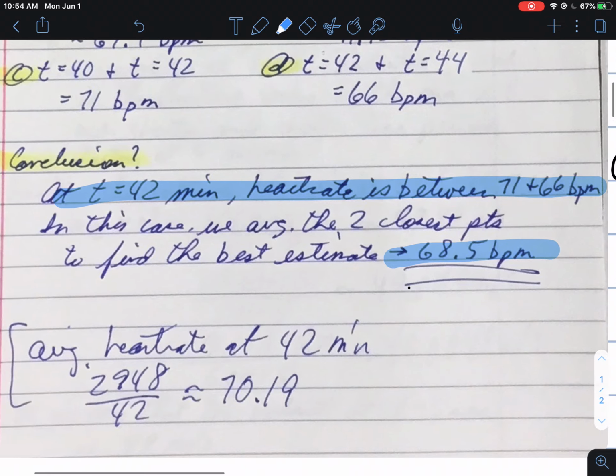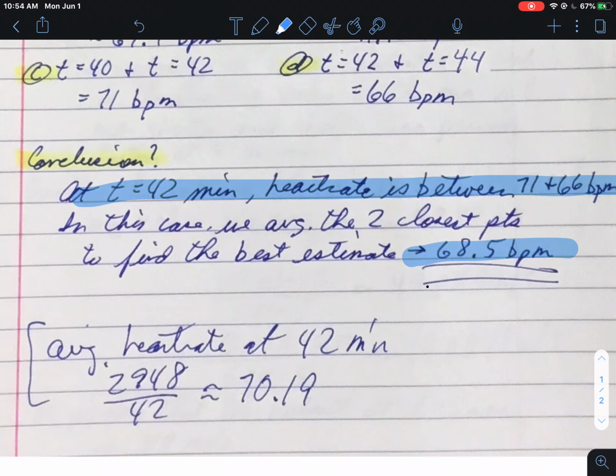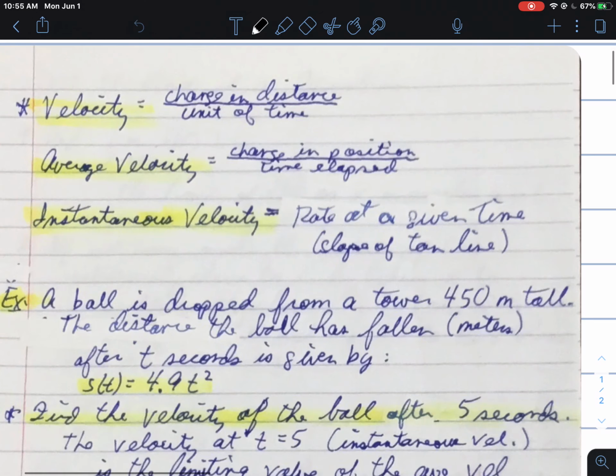Now, if you notice below that, I went ahead and did the average heart rate. Because remember we said originally if you want the average heart rate over the 42-minute time period, then we would take the number of heartbeats, which was 2948, divide by 42 minutes, and you get approximately 70.19 beats per minute. Notice that's quite a bit different than what we came up with for our instantaneous heart rate at 42 minutes. Right? So those are two different things. And sometimes it may be the same, you know. It may just turn out that at a specific point in time, it's exactly the same as the average. But generally speaking, that's usually not going to be the case. Right?